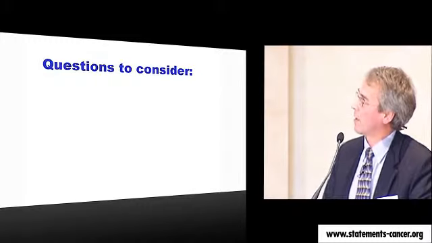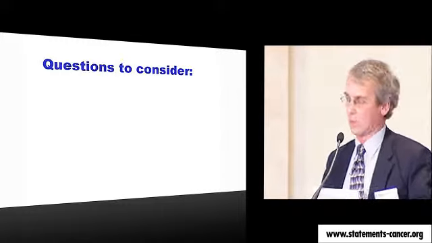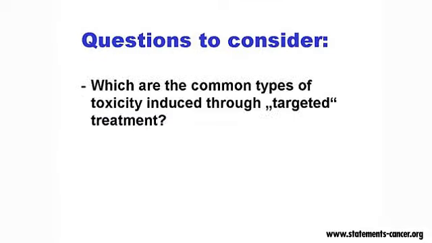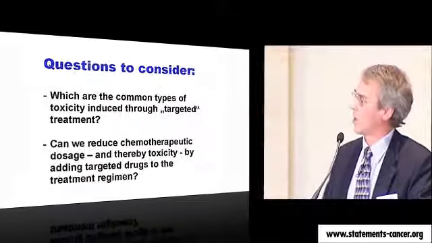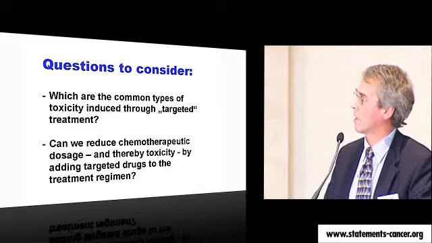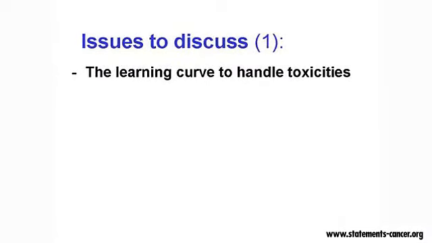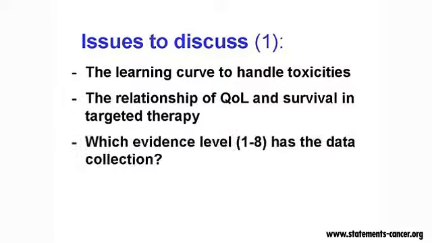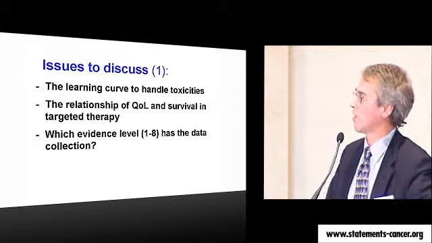We have some questions to consider after Professor Zielinski's talk, and they are the most common types of toxicity. Can we reduce chemotherapeutic dosage and thereby toxicity? How do we learn to handle this? The relationship between quality of life and survival. What evidence level, 1 to 8, has the data collection? I think that will be a very easy question to answer.